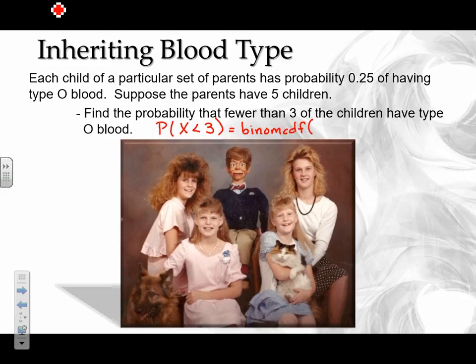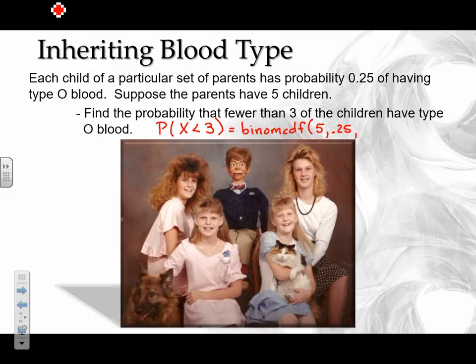Okay? My number of trials hasn't changed. I still have 5 kids. My probability of success hasn't changed. It's still 0.25. But now I have to tell the calculator where I want it to cut off. So I want fewer than 3 kids.